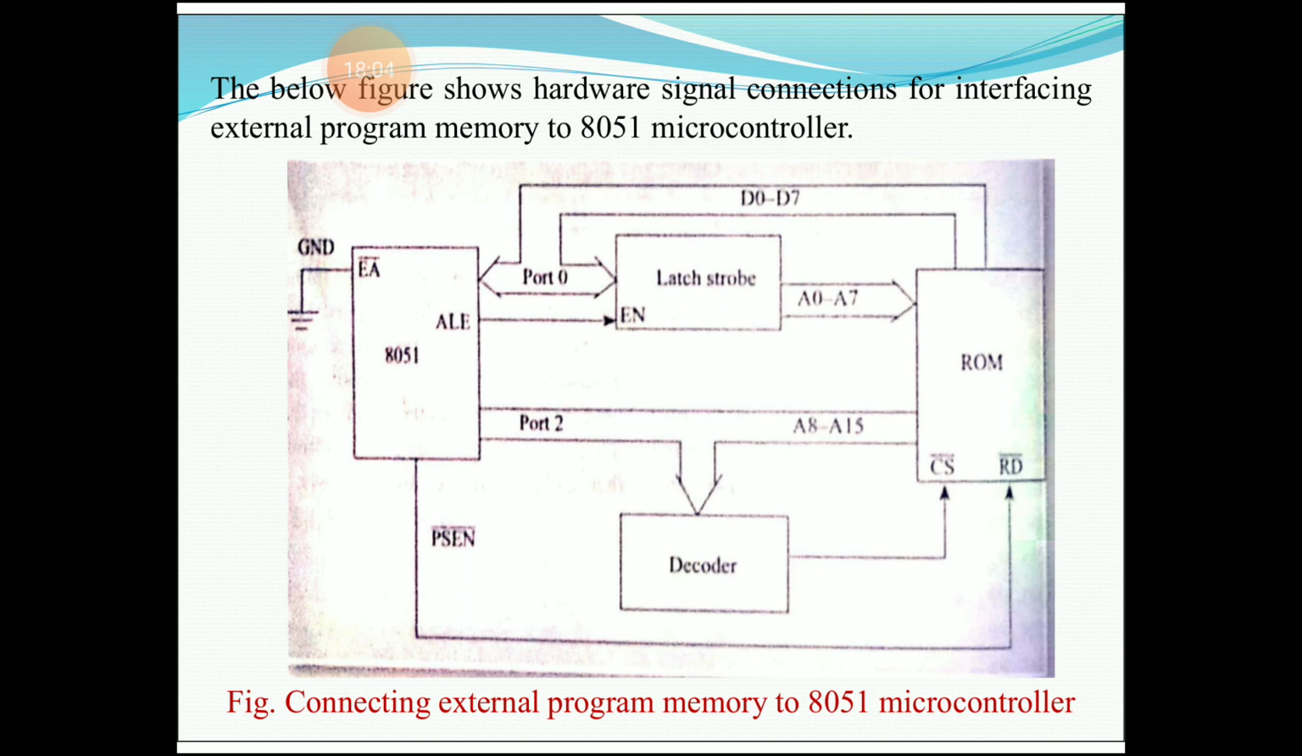The decoder decodes those address lines and generates a signal called the chip select signal. This signal is connected to the ROM memory device. So this is the interfacing connection of the microcontroller with external program memory when EA bar is connected to logic 0 or ground.